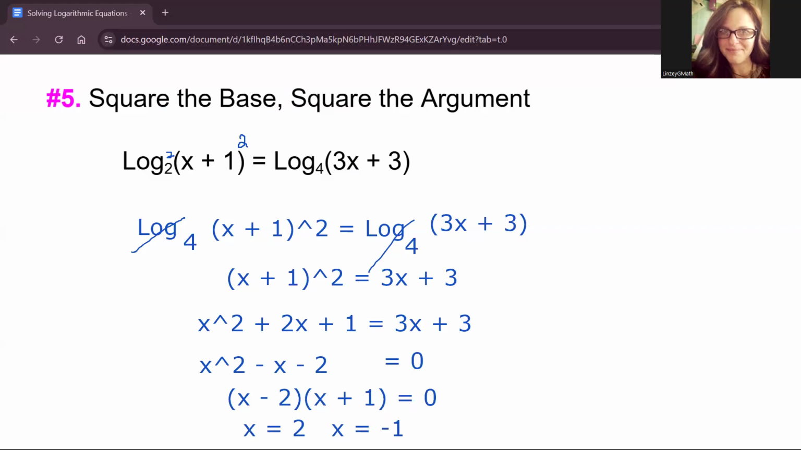And both of these solutions are okay. We can put negative 1 into our logarithm. Negative 1 plus 1 is 0. So we're taking log base 4 of 0, not a negative.